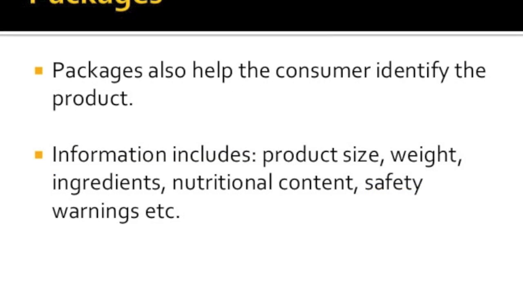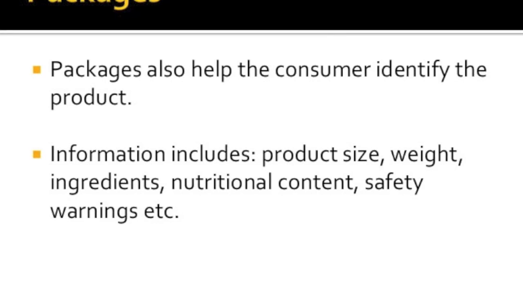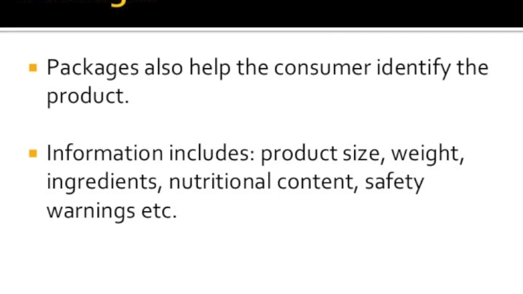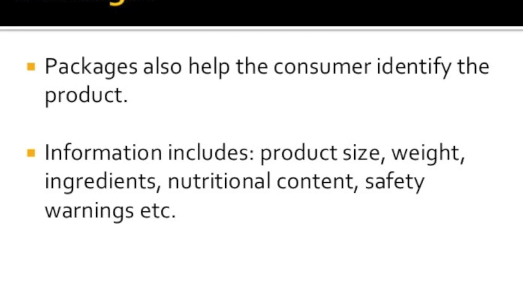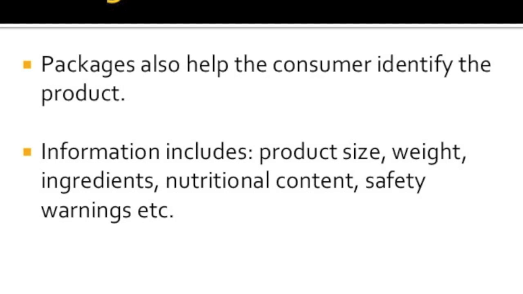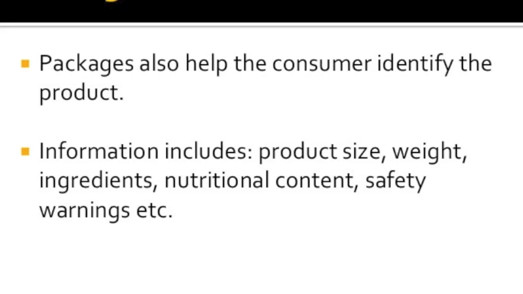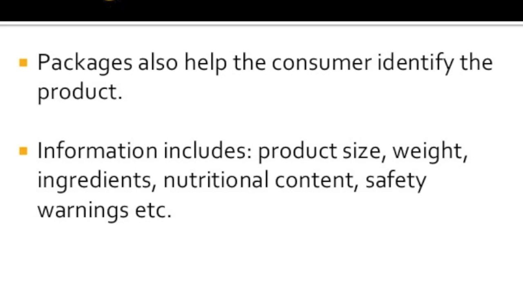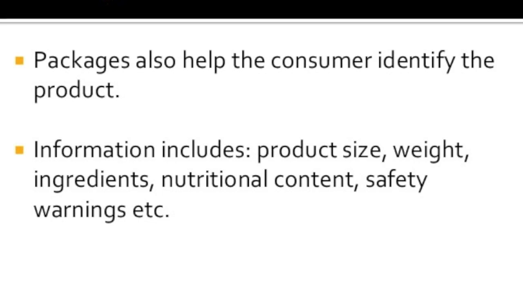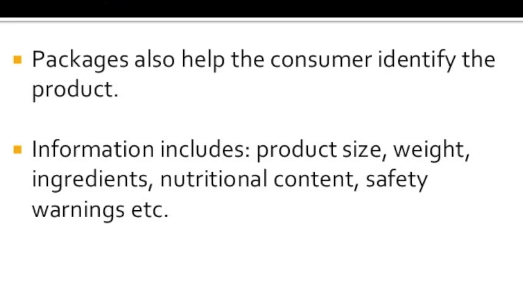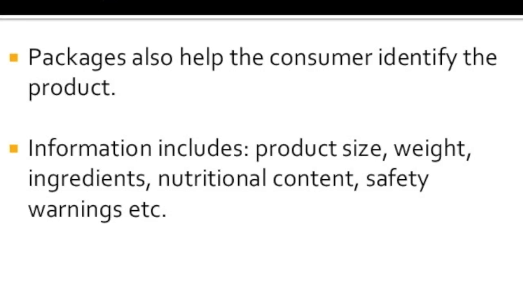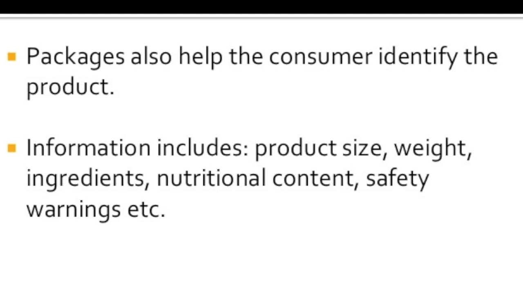So again, we talked a little bit about protection, and that makes sense to be able to obviously protect a product. But packaging is also extremely important because it allows the customer to identify what the product is on the inside. There's also a lot of information that legally needs to be on packaging, which is governed by the government. So packages help the consumer identify what the product is, and a lot of the times the information will include the product size, the weight, the ingredients of the product, the nutritional content, the safety warnings, etc. So packages are always used in order to give a ton of information to the consumer.